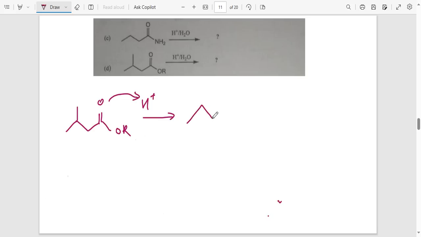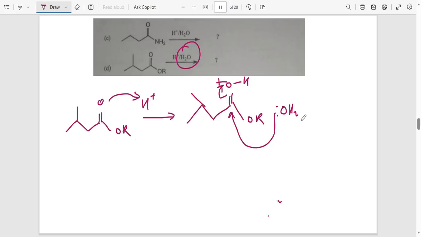When that happens, look at this. The double bond there with the hydrogen is going to have a positive charge. Then we have got OR at the end here. In the next step, remember we have got water as a second reactant. Water is going to come in and attack here. That breaks off this group. So I've got OH and then water is attached here.